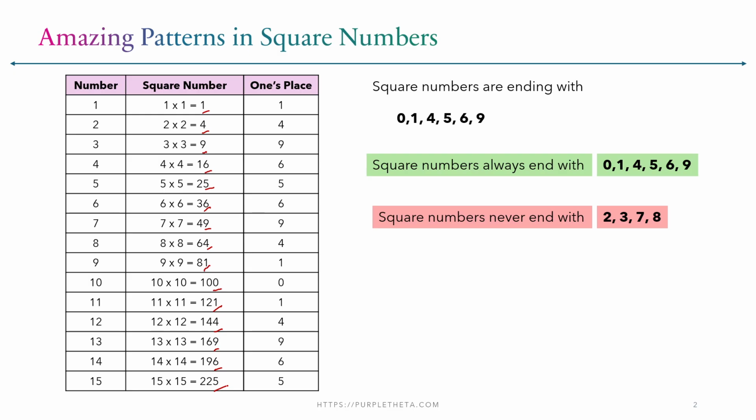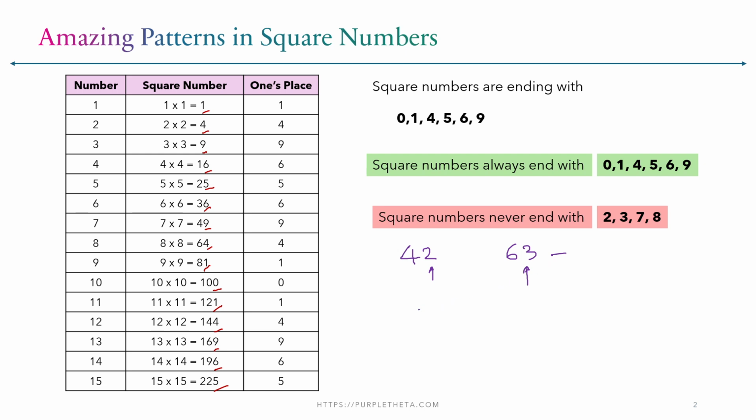So if any number ends with 2, 3, 7 or 8, you can immediately say that it is not a square number. Okay, for example, 42. This number ends with 2. So 42 is not a square number, right? Another example is 63. Here 63 ends with 3. So this is not a square number, right?